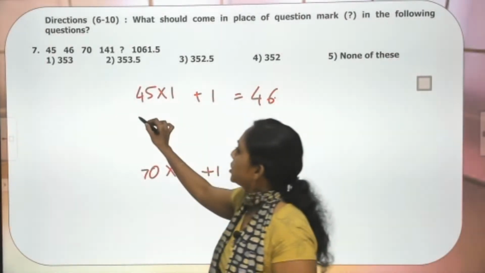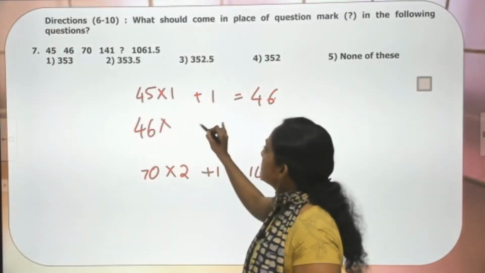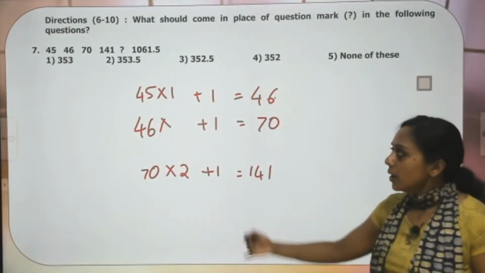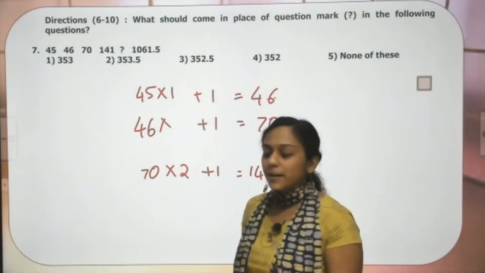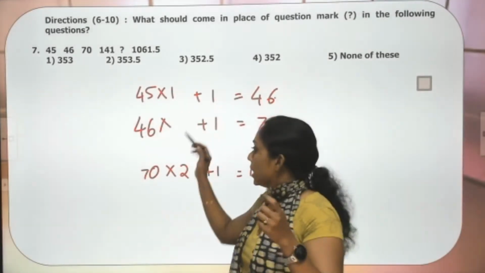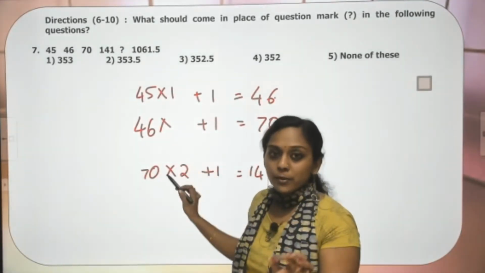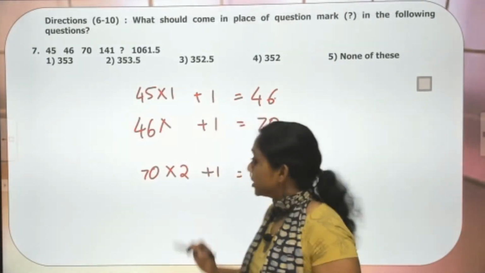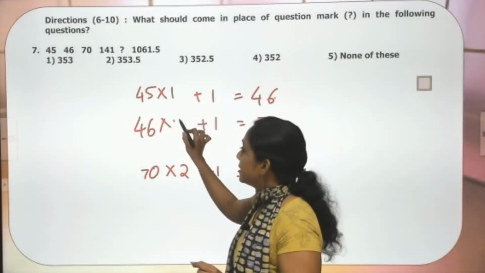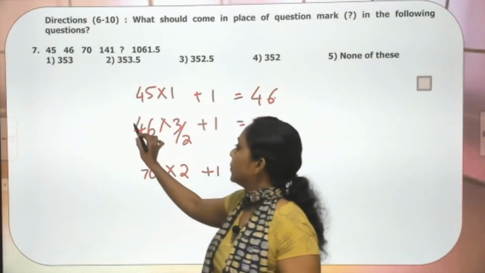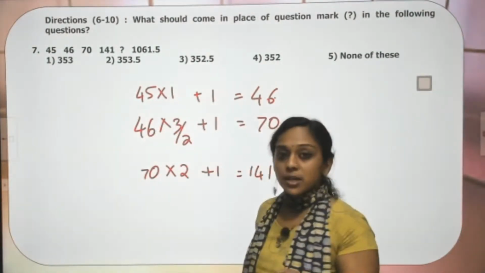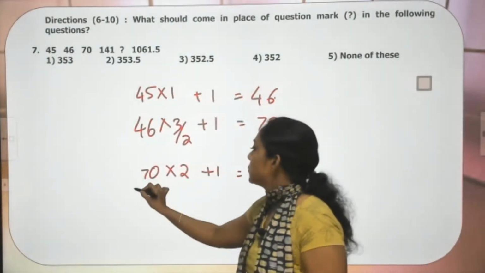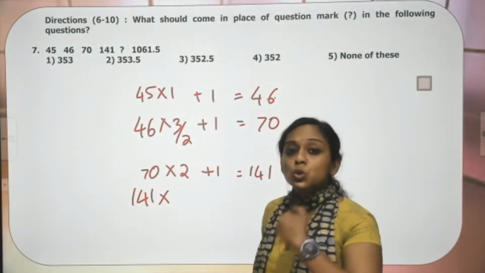So next relation should be 46 into something plus 1 will give you 70. So what is that number? Between 1 and 2, that is 1.5. I am not expressing it as decimal, I am expressing it as a fraction. So into 1.5 means that is 3 by 2. So that is 23 into 3. 23 into 3 is 69 plus 1, 70. Yes, right answer. So the next step, it will be 141 into 2.5.